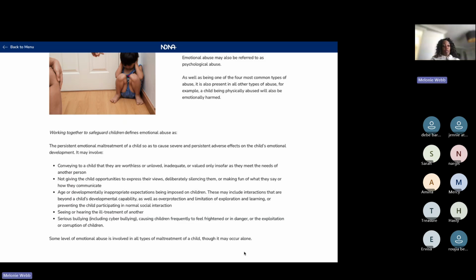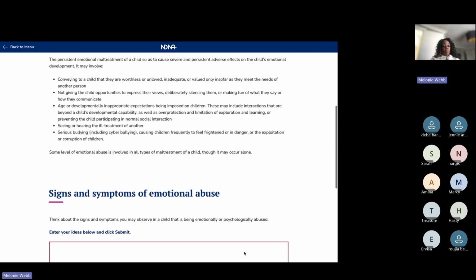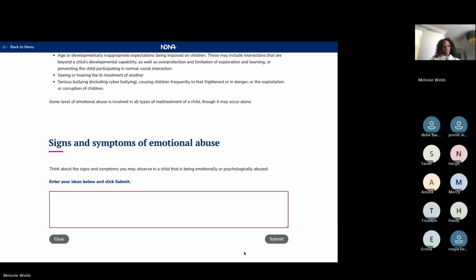Some level of emotional abuse is involved in all types of maltreatment of a child, though it may occur by itself. So again, having to think about the signs and symptoms you might observe in a child that is being emotionally abused. Can you please put some ideas in the chat for me?